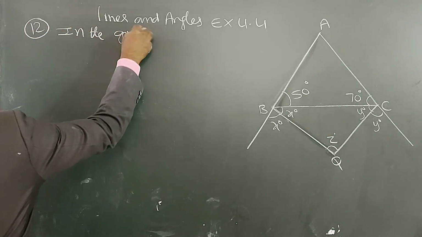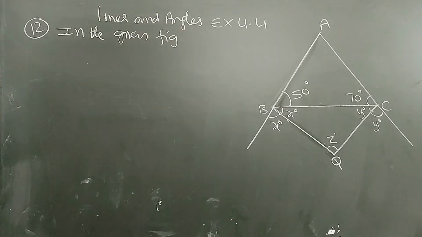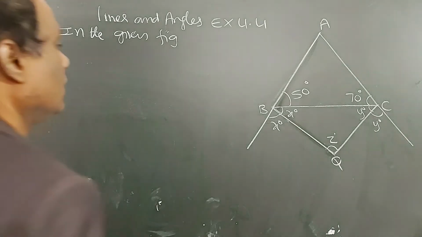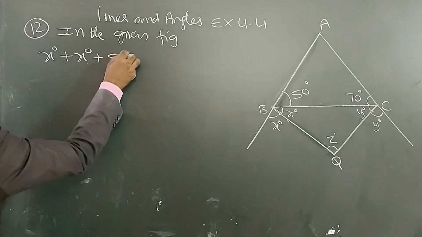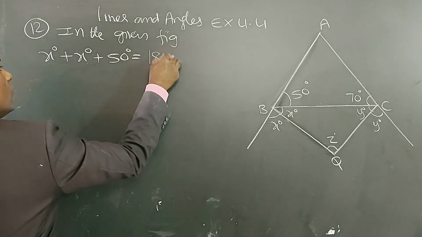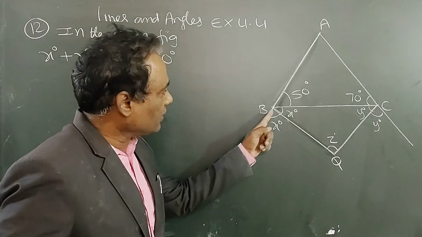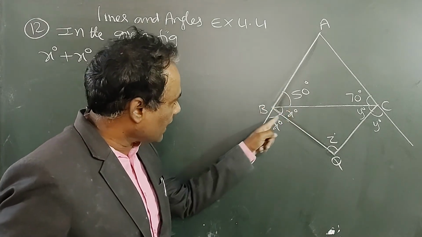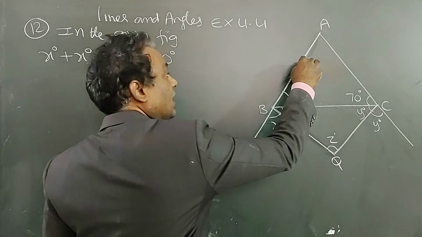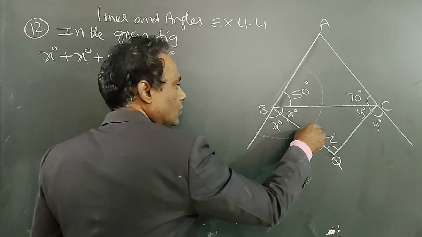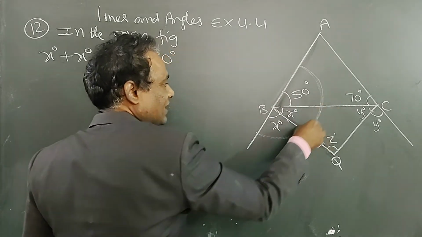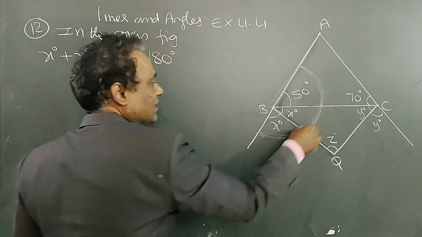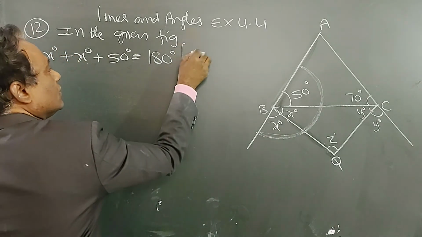In the given figure, see here, students, X plus 50 is equal to 180 degrees. What is the reason? This plus this, sum of these angles is 180 degrees. The reason is angle on a straight line. Total angle on one side of a straight line is 180 degrees. This total is 180 degrees. Straight angle.